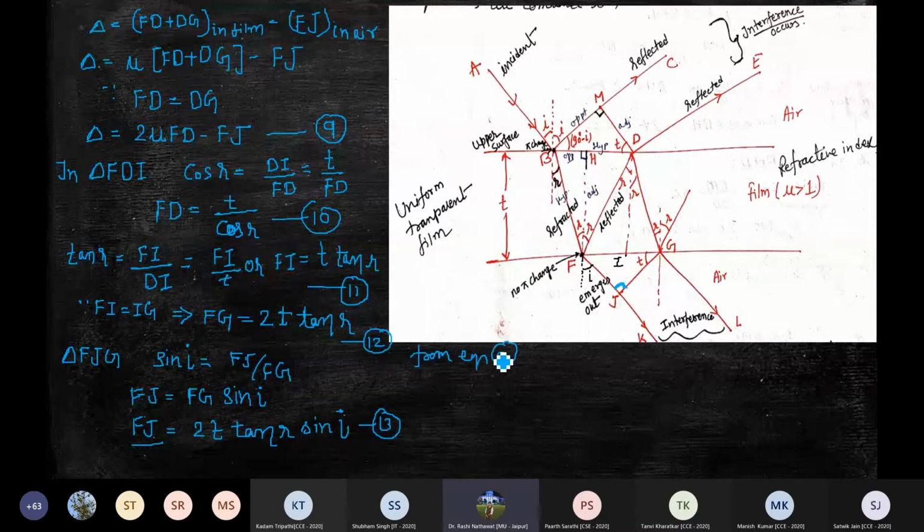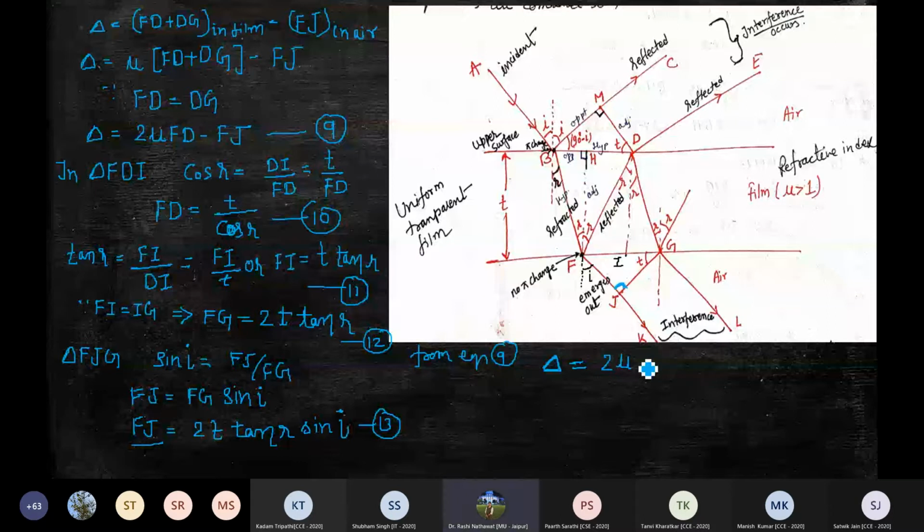My path difference between the two rays FK and GL will be delta equals 2 mu t over cos of r minus 2t tan of r sin i. I'm simplifying it.